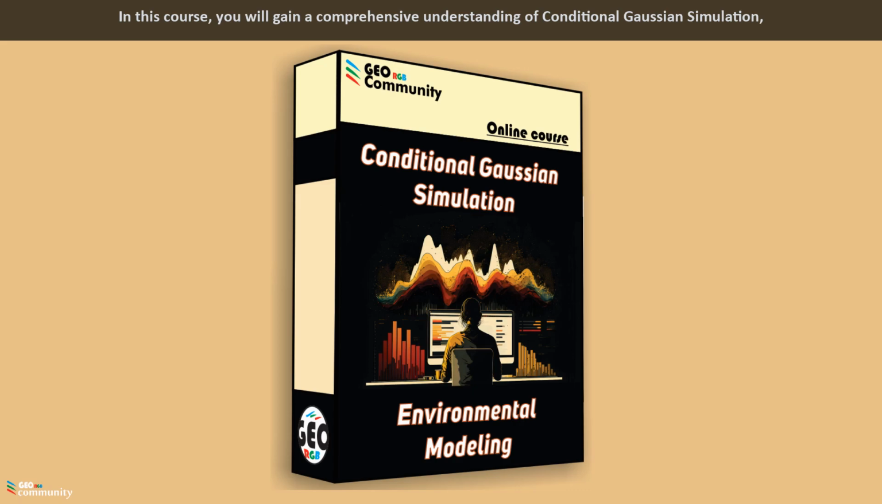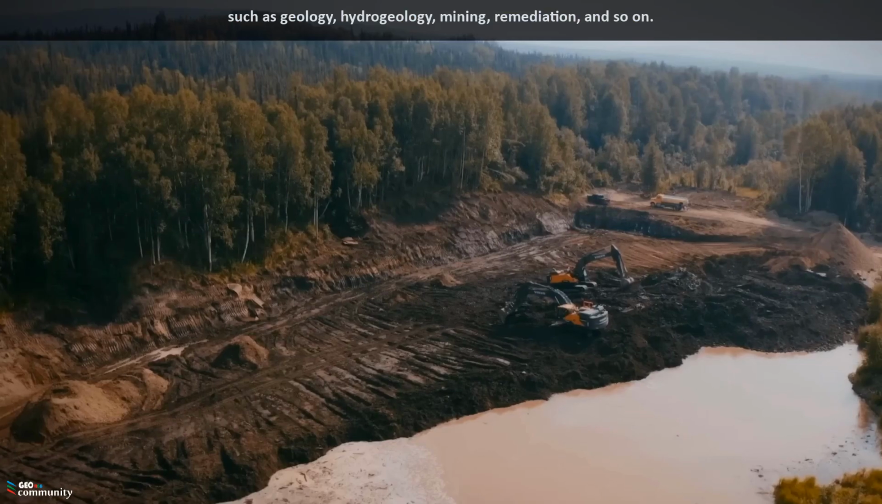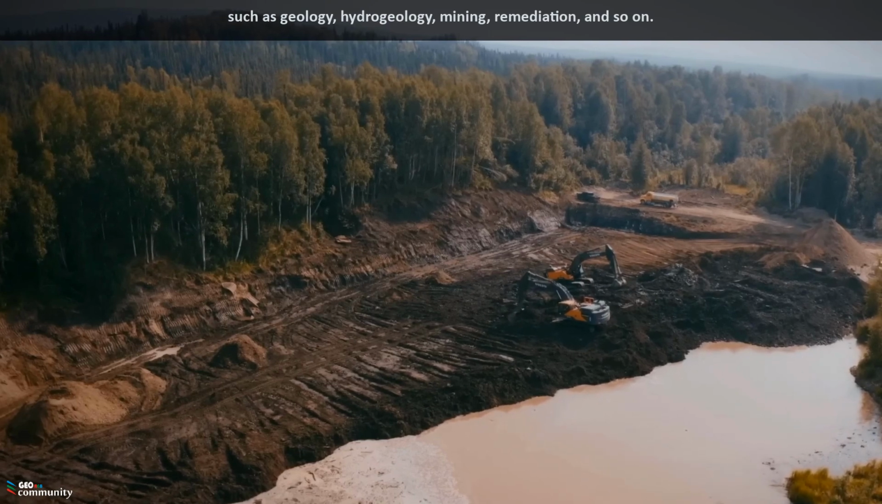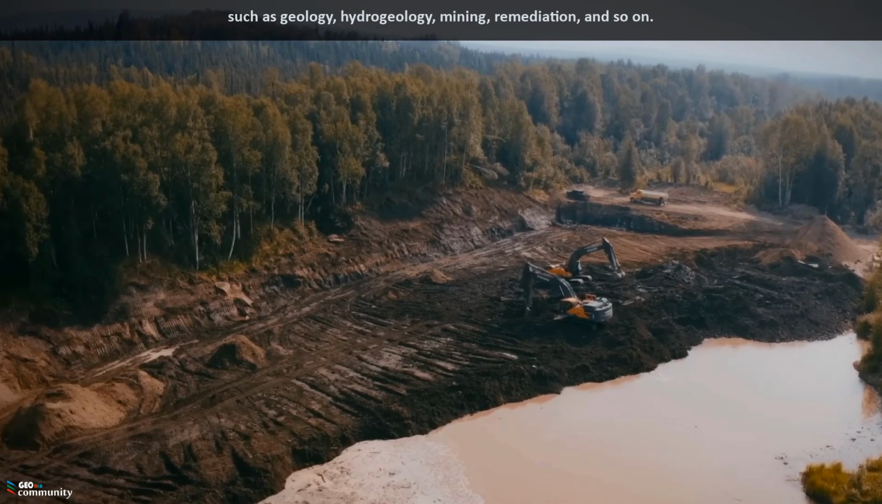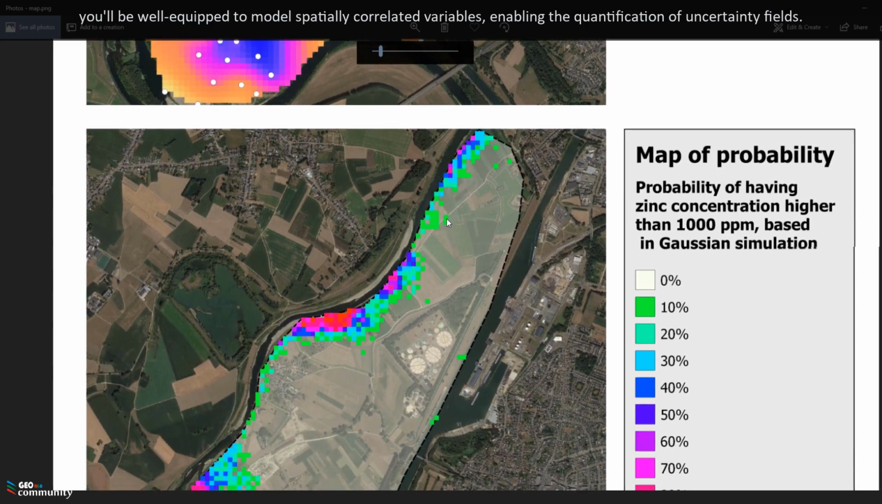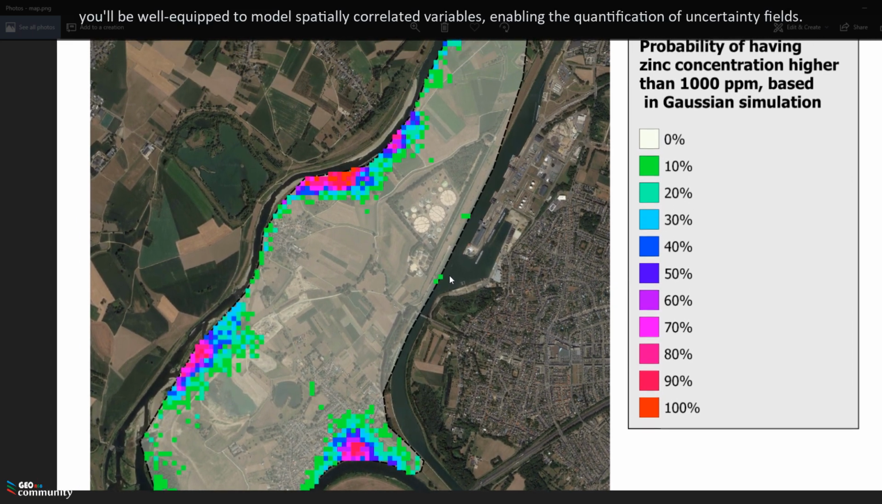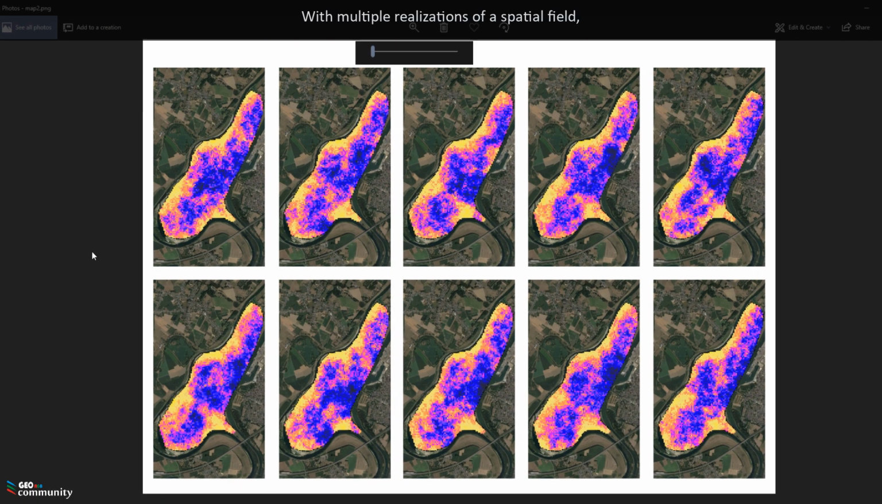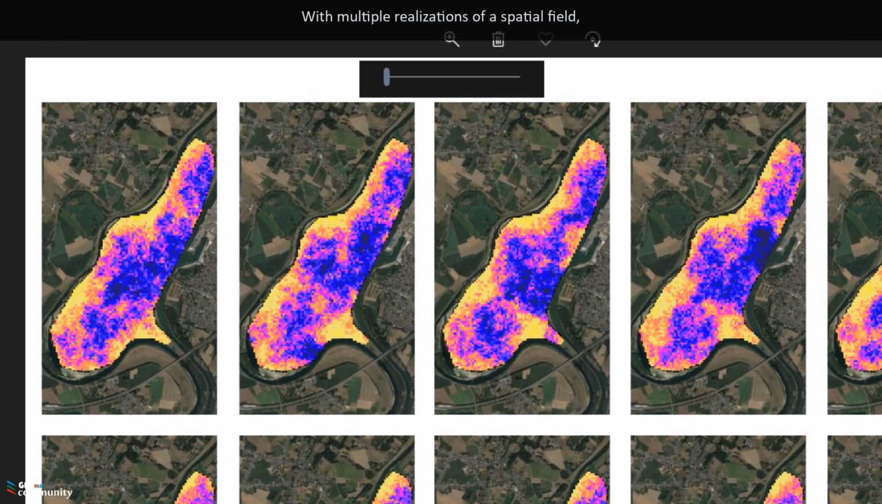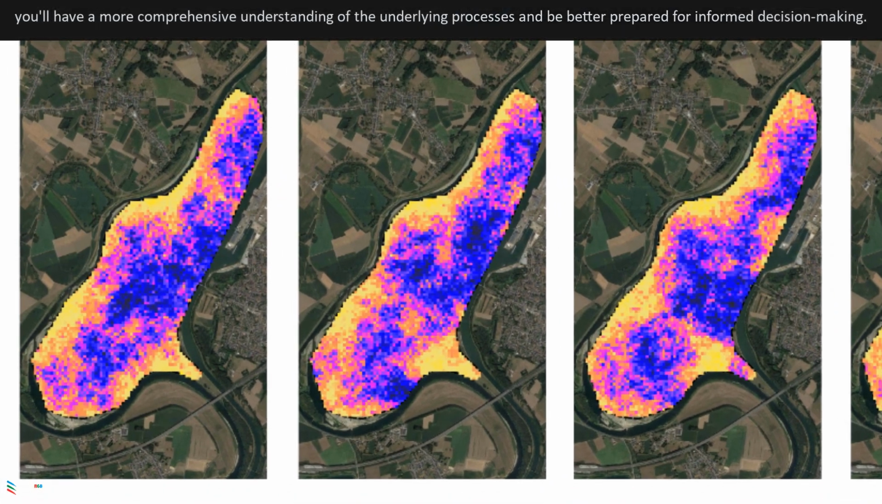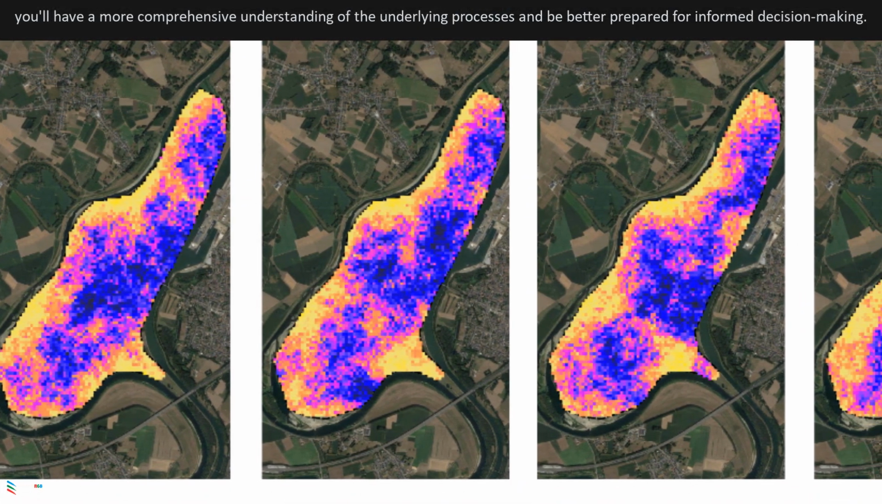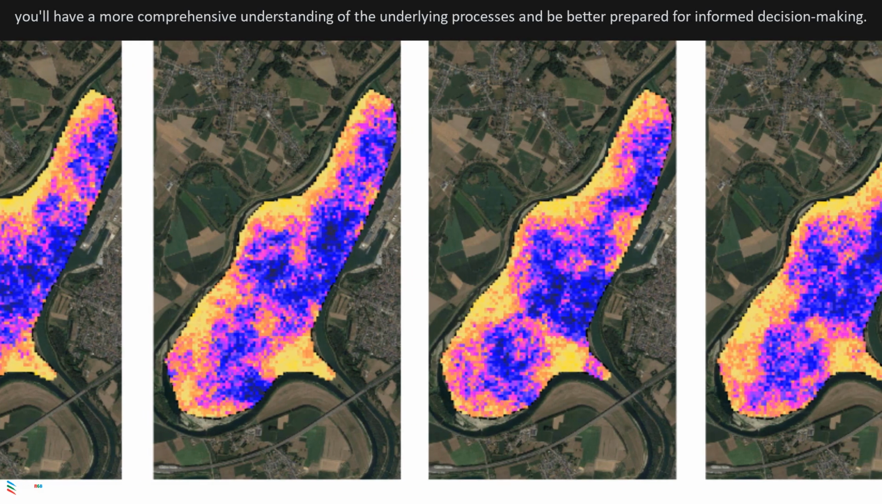In this course, you will gain a comprehensive understanding of conditional Gaussian simulation, from its fundamental principles to its real-world applications in various fields, such as geology, hydrogeology, mining, remediation, and so on. By the end of this course, you'll be well equipped to model spatially correlated variables, enabling the quantification of uncertainty in spatial fields. With multiple realizations of a spatial field, you'll have a more comprehensive understanding of the underlying processes and be better prepared for informed decision-making.